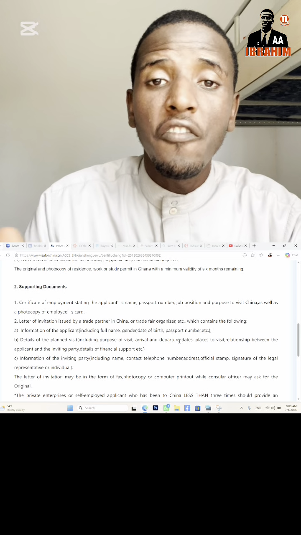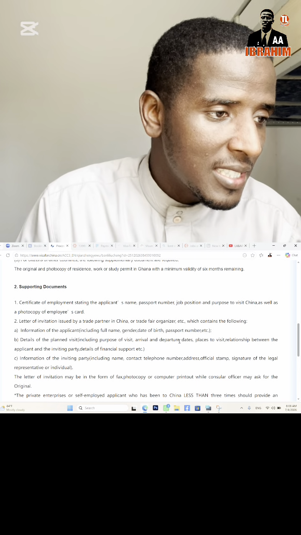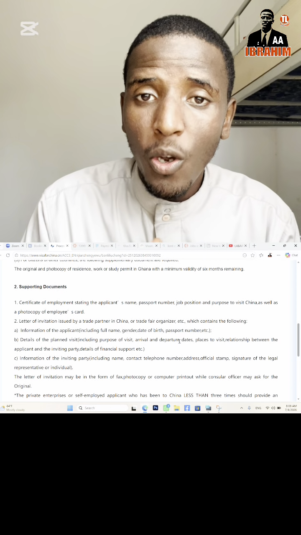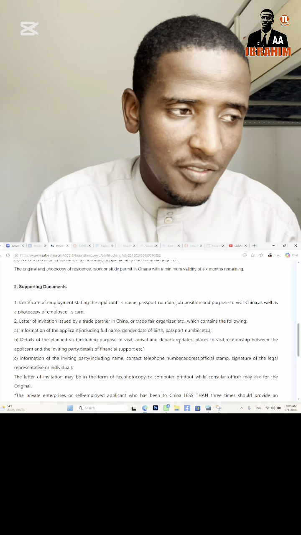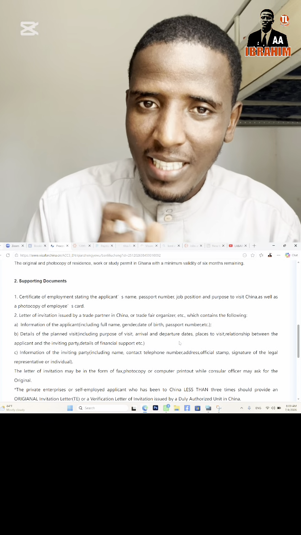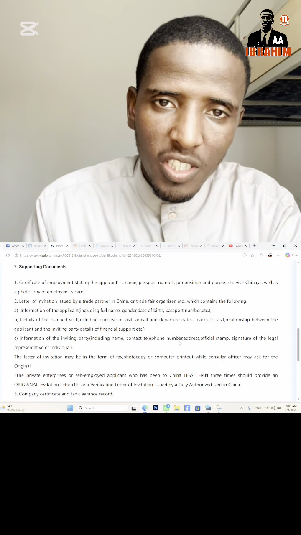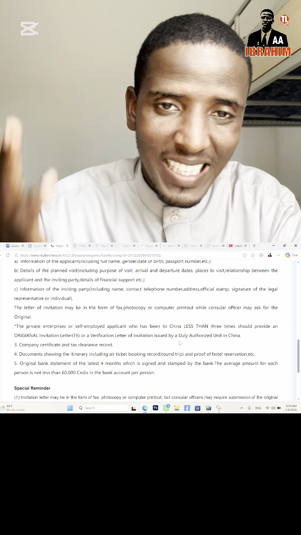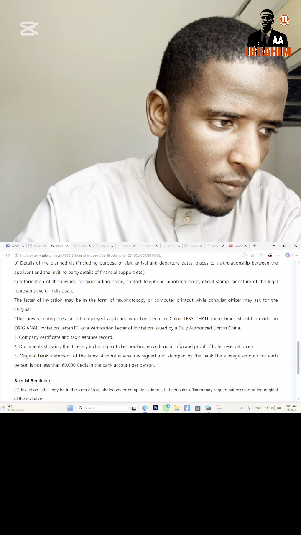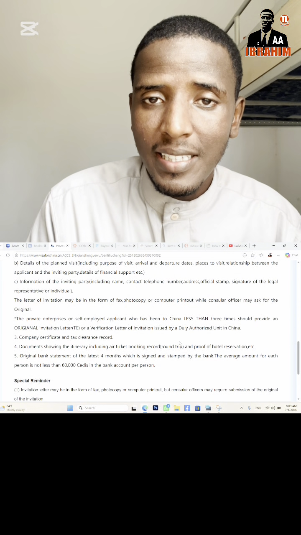You need certificate of employment. Yes, if you are applying for this M visa, you need certificate of employment stating the applicant name. Or maybe you are having your own business, so you have to provide your business certificate. Or if you are working under somebody, that person should provide you a letter stating that you are working under him. Number 2, you need letter of invitation issued by a trade partner in China. Yes, you need invitation letter from China.